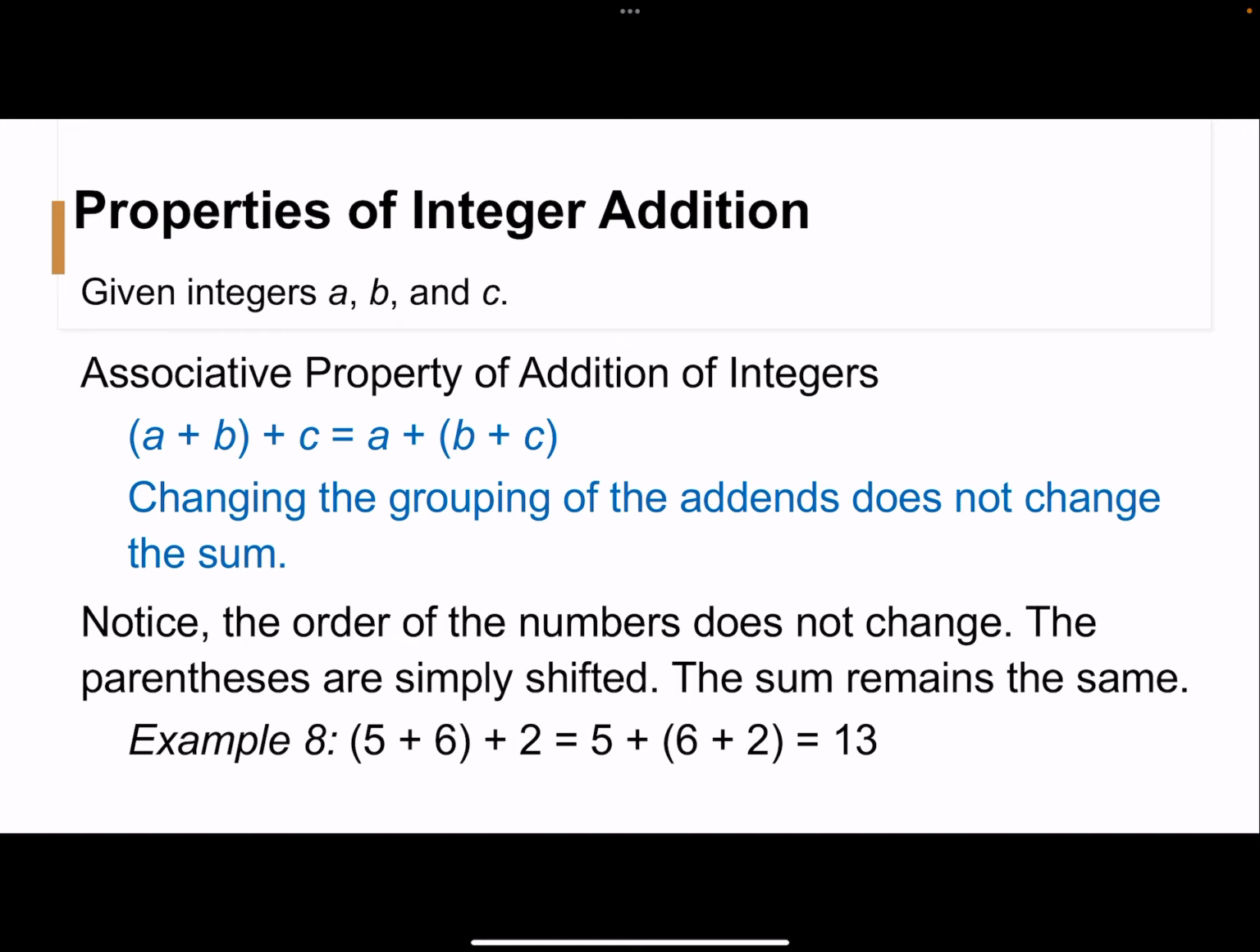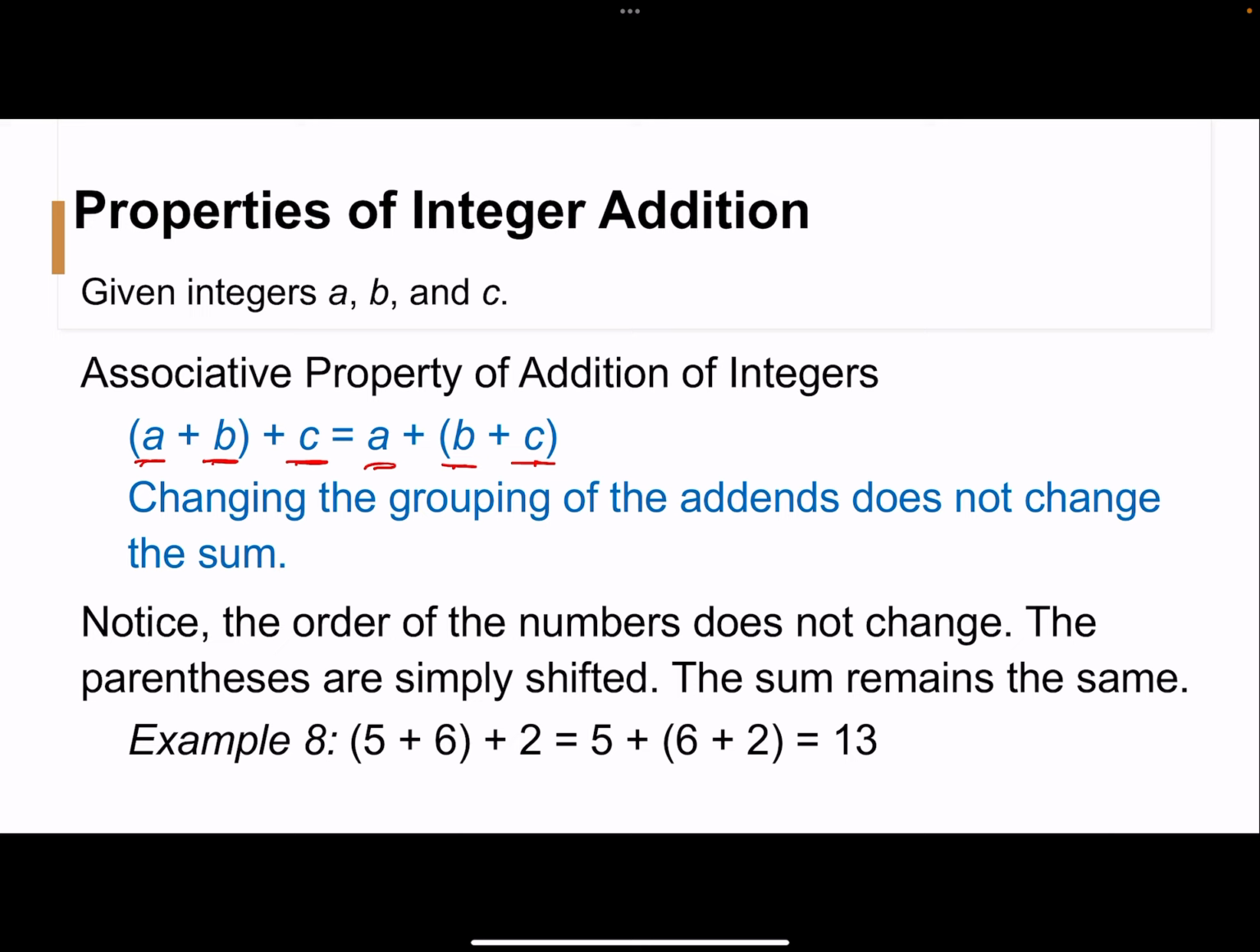What I want to show you, the difference between the associative property and the commutative property, is that in the associative property, the order of those numbers does not change. I have A, B, and C. In the second example, I also have A, B, and C. The only thing that I've done is I've shifted the parentheses. So when you're trying to determine with three terms if something is associative or commutative, look at the order of those numbers. Example 8, I have 5 plus 6 plus 2.